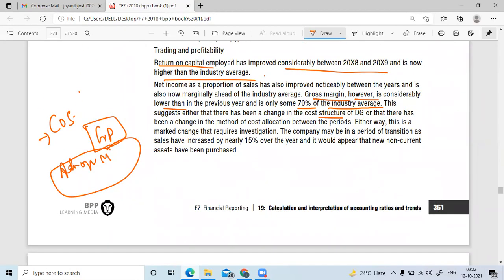This suggests either that there has been a change in cost structure, or there has been a change in method of cost allocation between the periods. Maybe for example, as I said very clearly, there are three methods of inventory valuation, correct? LIFO, FIFO, and average method. So if at all they use LIFO, they show latest purchases. Latest purchases at times may be costlier than the previous purchases.